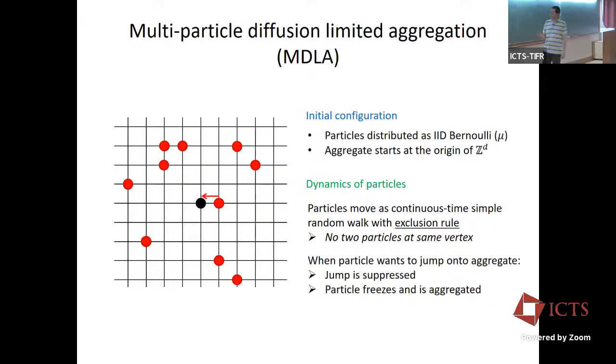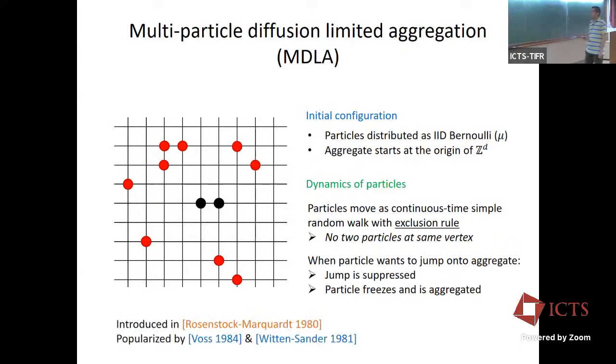But there is an additional feature that makes this process more complicated than simple exclusion: if a particle expresses a wish to jump onto a site that is occupied by the aggregate, this jump is also suppressed, but the particle gets aggregated. Aggregated means it's now part of the aggregate, it doesn't move anymore. It stays there forever, frozen. So the aggregate, this black set of sites, will grow over time as particles attach to its boundary.